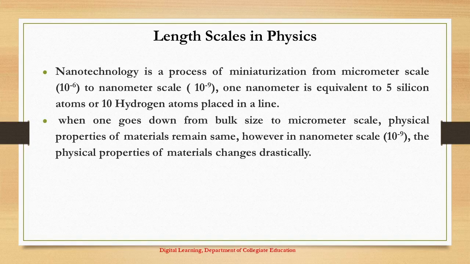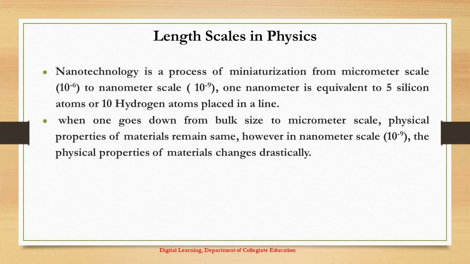Now we can say that 1 nanometer, we can imagine how a nanometer is. So 1 nanometer is equivalent to 5 silicon atoms or 10 hydrogen atoms placed in a line. Just imagine the atomic level, how big or how small one atom is. So when we place 5 silicon atoms or 10 hydrogen atoms in a row, in a line, that dimension is in the order of 10 to the power of minus 9 meter.